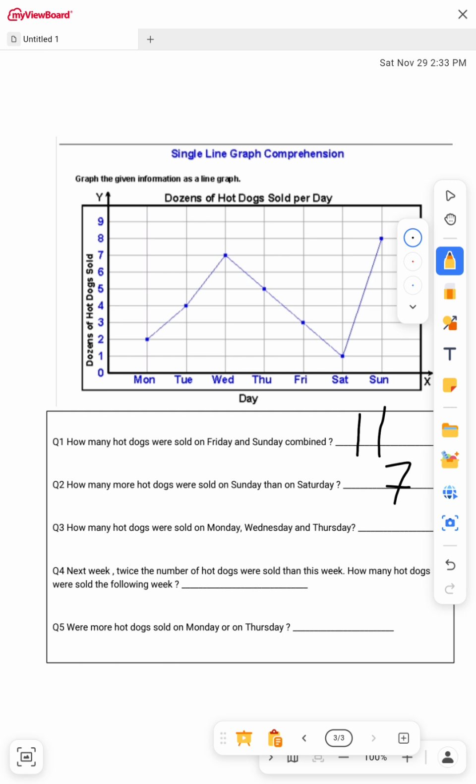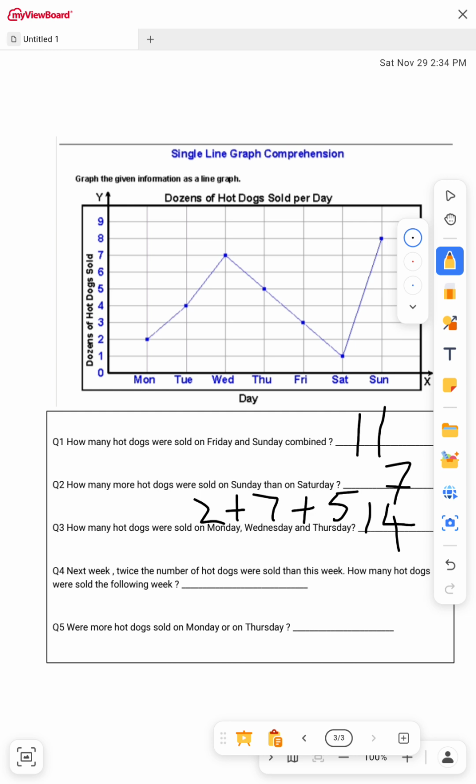How many hot dogs were sold on Monday, Wednesday and Thursday? Monday was 2. Wednesday there were 7. On Thursday there were 5 sold. So 7 plus 5, 12. 12 plus 2 is 14.